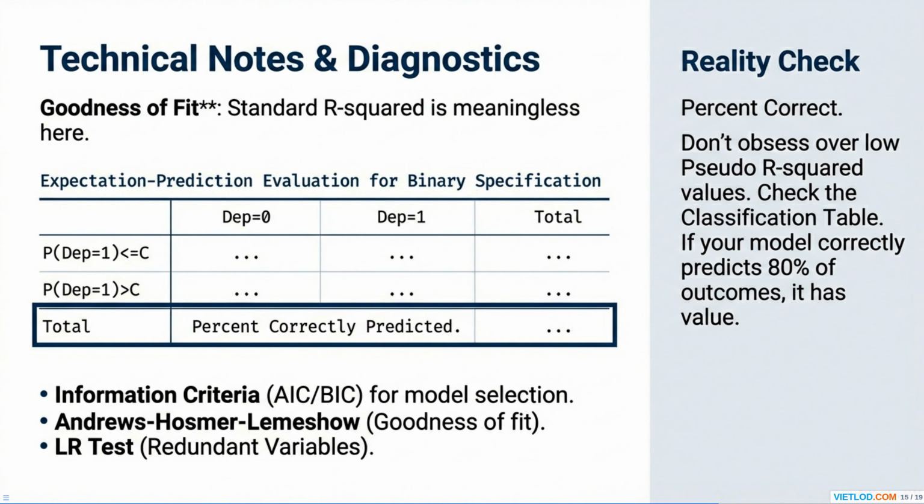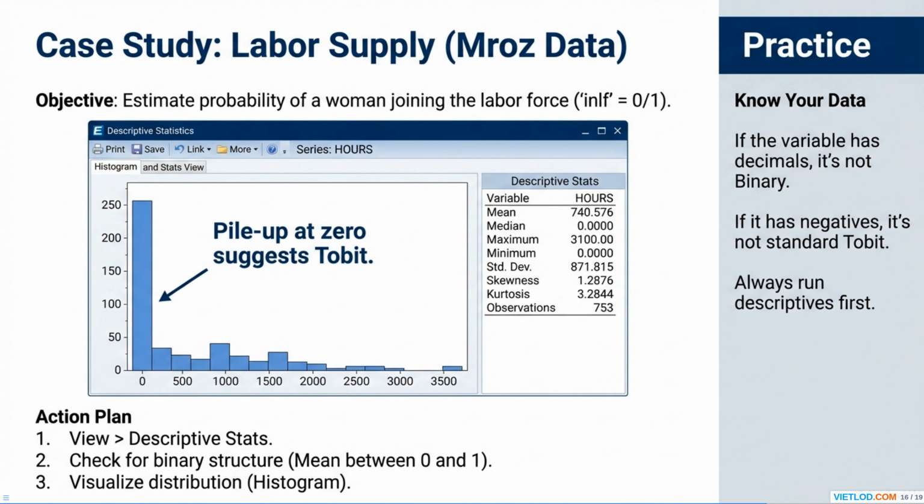For instance, if your model correctly predicts 80% of the actual outcomes, it demonstrates significant value, irrespective of a low pseudo-R-squared. Pseudo-R-squared values in these contexts are typically much lower than in OLS, so don't obsess over them. For comparing different models, especially non-nested ones, information criteria like AIC and BIC are invaluable. We also have specific tests, such as the Andrews-Hosmer-Lemeshow test for goodness of fit in binary models, and the standard likelihood ratio test for checking redundant variables within your specification.